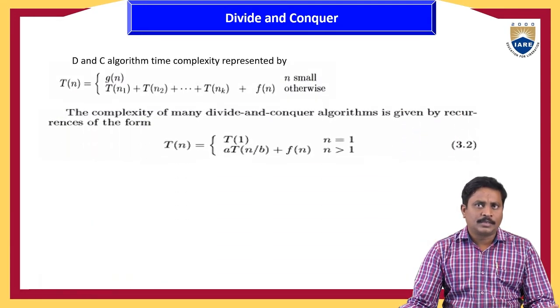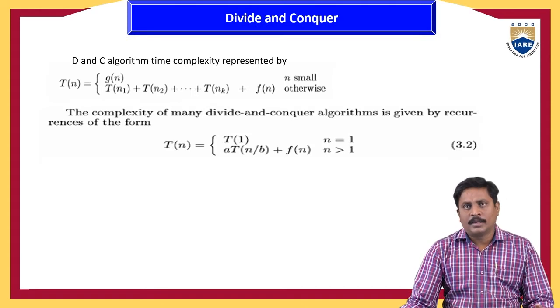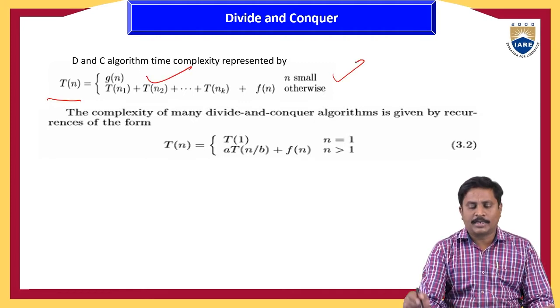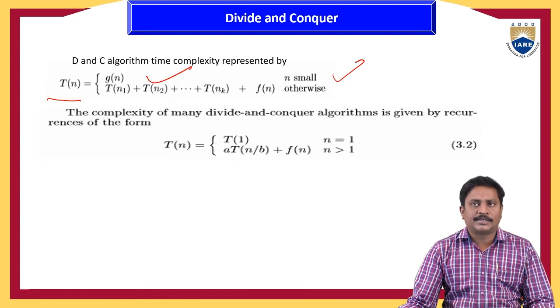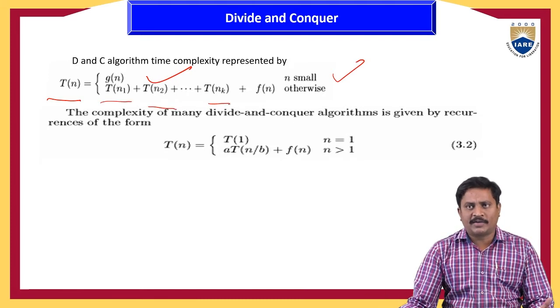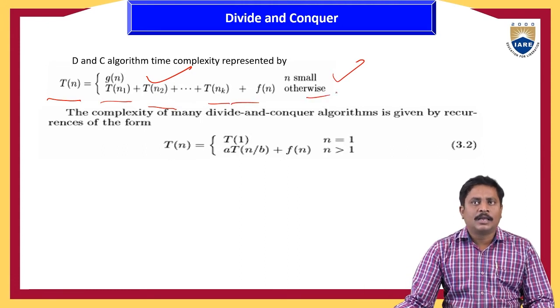Next, what is the time complexity of the divide and conquer algorithm? The time complexity is represented by T of n equal to G of n if n is small, where G is a constant value, and T of n1 plus T of n2 plus and so on, T of nk plus F of n otherwise. This is the time complexity of each problem.